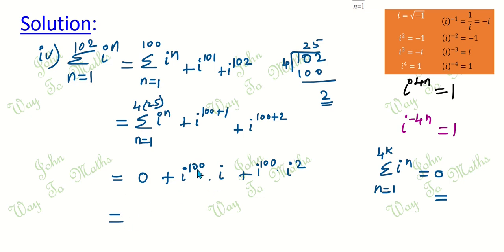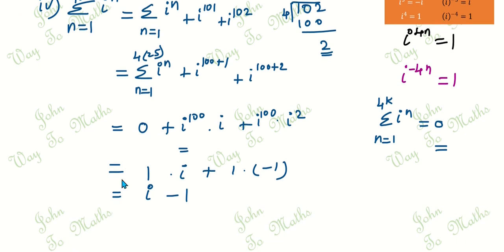So i power 100 becomes i power 4 into 25, we get 1. Since it is a multiple of 4, this becomes 1. Then here i. So i power 100, 4 times 25, is a multiple of 4, so we can give 1. i squared becomes minus 1, which is equal to 1 into i becomes i, then plus into minus we get minus 1. So this can be written as minus 1 plus i is the answer.